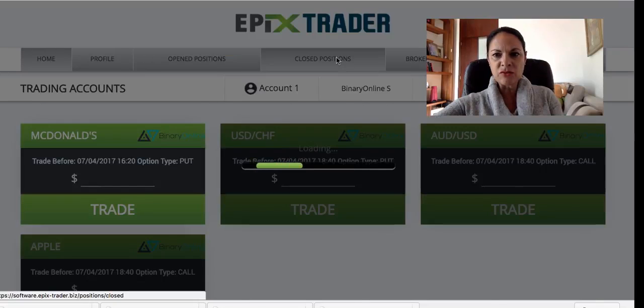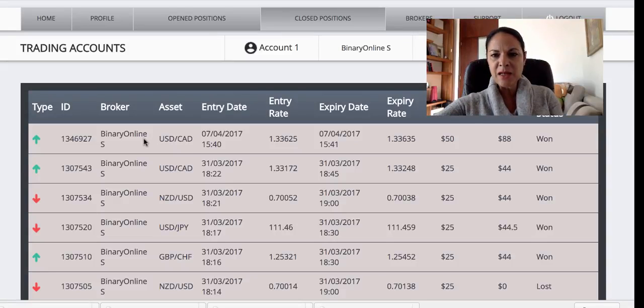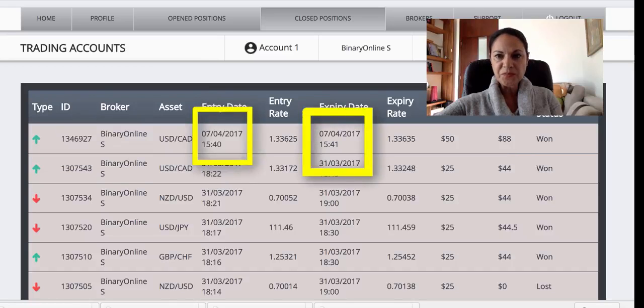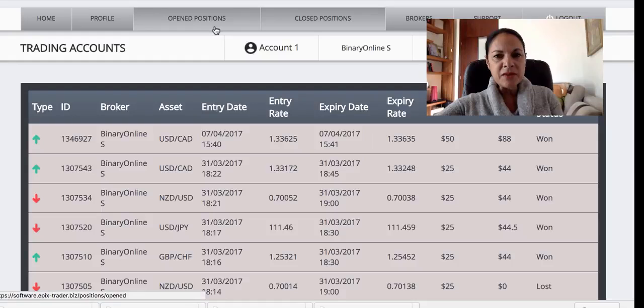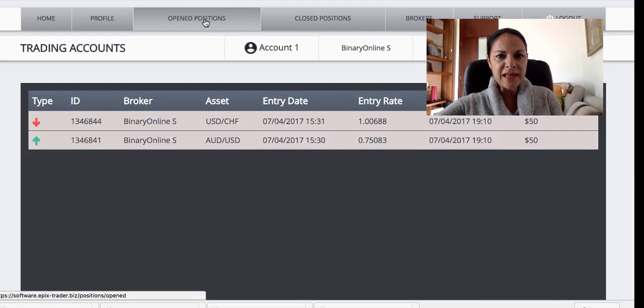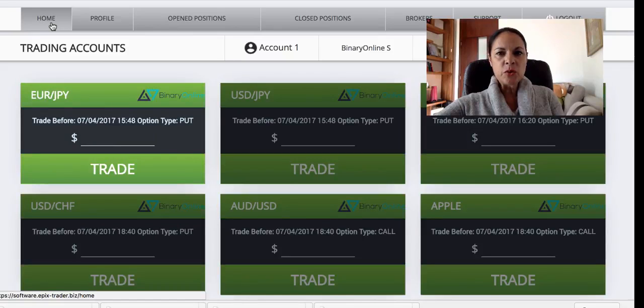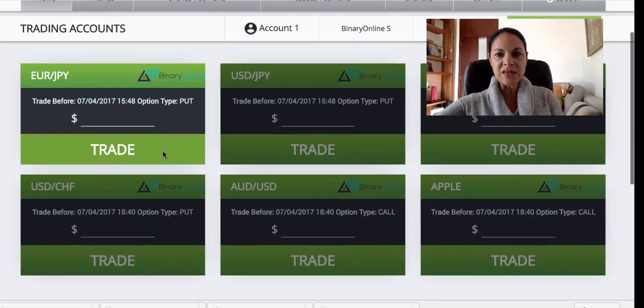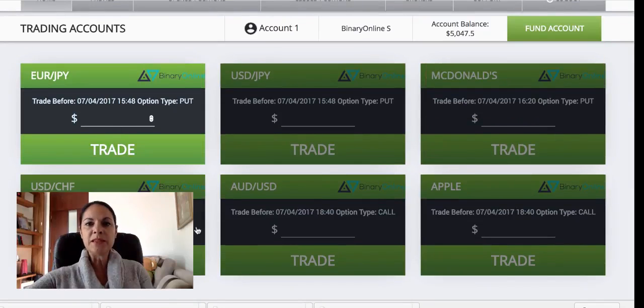Let's have a look at our closed trades. So the US dollar Canadian, as you can see, was just a 1-minute trade. A 1-minute trade, which we have won at $88, which is the rate of return we got this time. And these are the two open trades that we have, which we took earlier. So far we've taken 3 trades. The balance, as you can see, is reflecting the win we've just had.